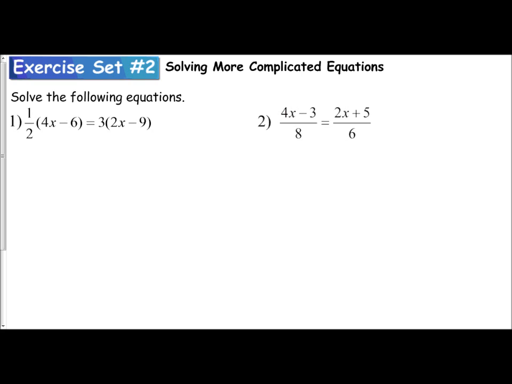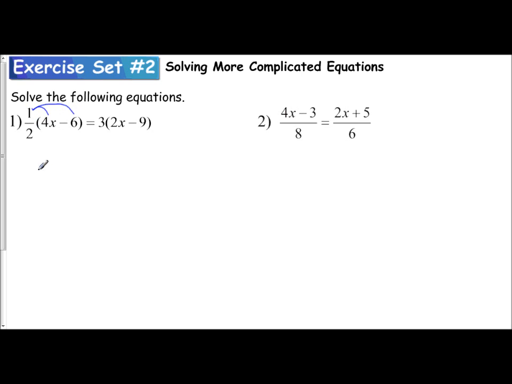And so if we look at our first example, we have 1/2 times the quantity 4x minus 6 equals 3 times the quantity 2x minus 9. What you want to do first is the same thing. You want to simplify the left and the right side first. So I'm going to distribute the 1/2 into the parentheses.